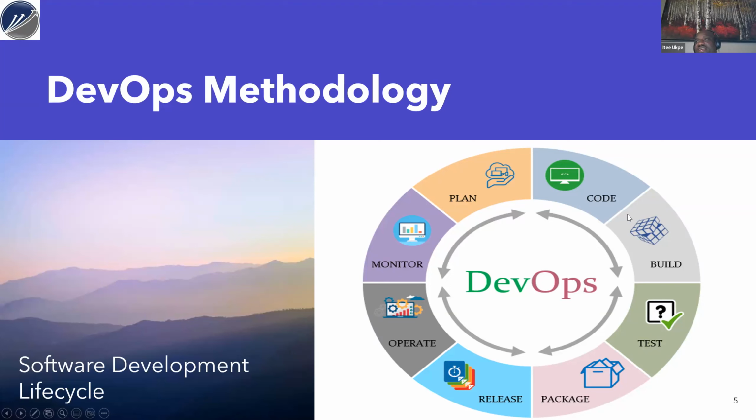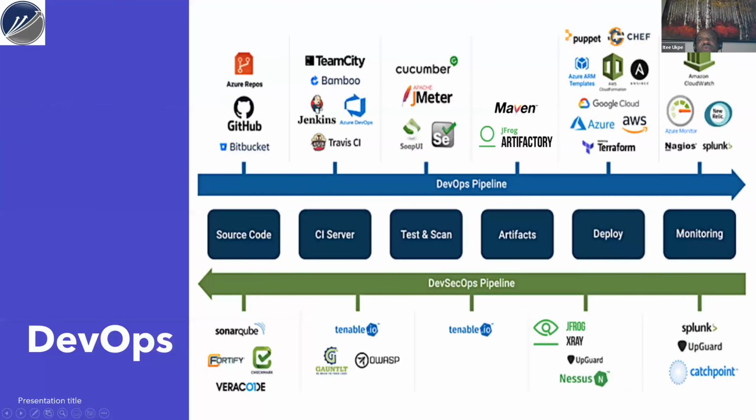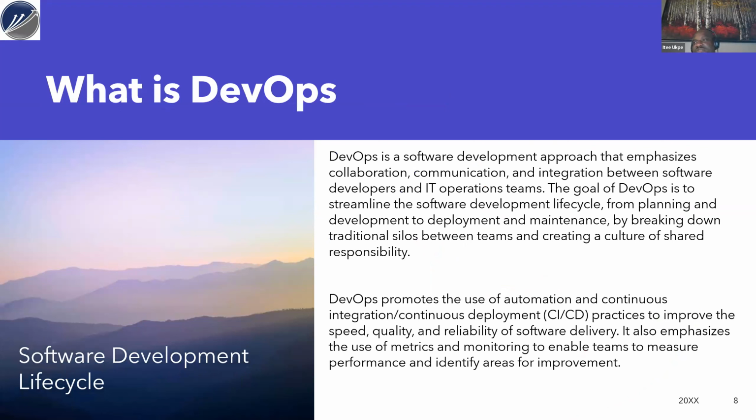Go back through the cycle again, rewrite the code where the bug was found, build it again, it goes through a cycle, right? And it's done in an automated fashion. That's the keyword in DevOps, right?